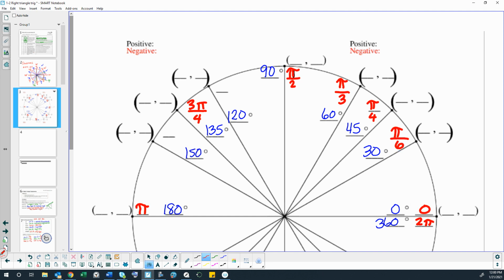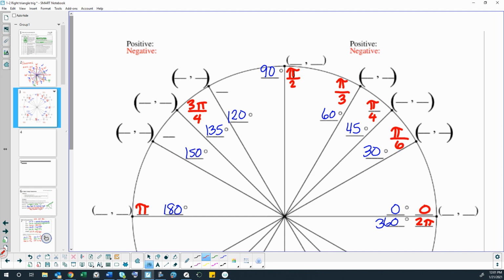So we have 0 and we have 30, which is pi over 6. And we have 60, which is technically 2 pi over 6, correct? Because it would be 2 30-degree angles. But 2 pi over 6 reduces to pi thirds. Wait, I keep saying the wrong thing. Okay, so 1 pi over 6, 2 pi over 6 is pi thirds. 3 pi over 6, 3 sixths, is 1 half.